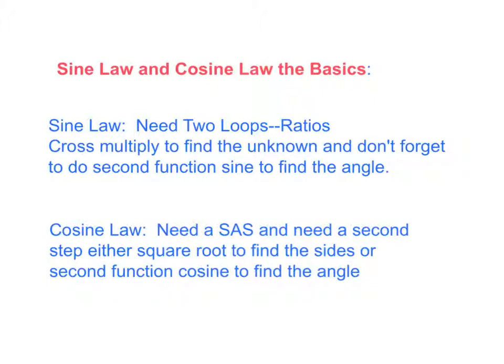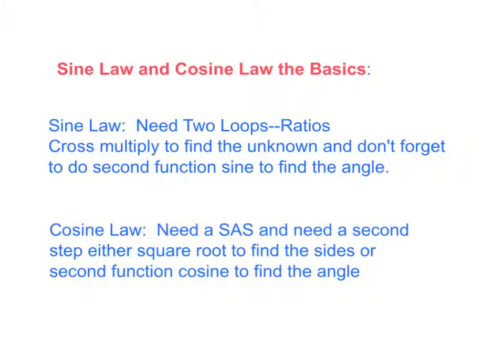So there's the quick 1-2 of Sine Law and Cosine Law. So for Sine Law, make sure you find two loops, one that has the angle and side, and one that has one of the unknowns. Please set up the ratios correctly. Sine A over little a equals sine B over B. Cross multiply to find the unknowns, and don't forget to do second function sine to find the missing angle.